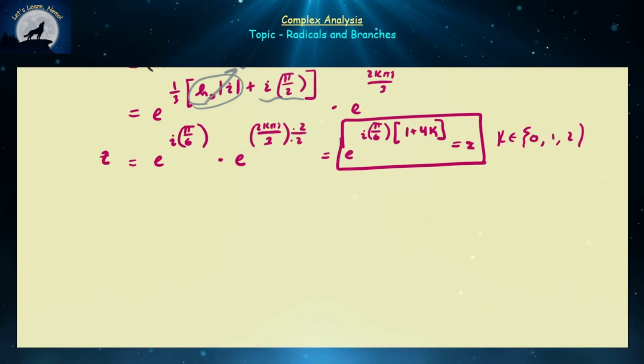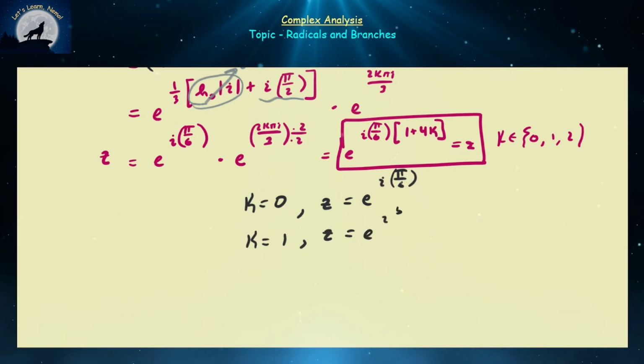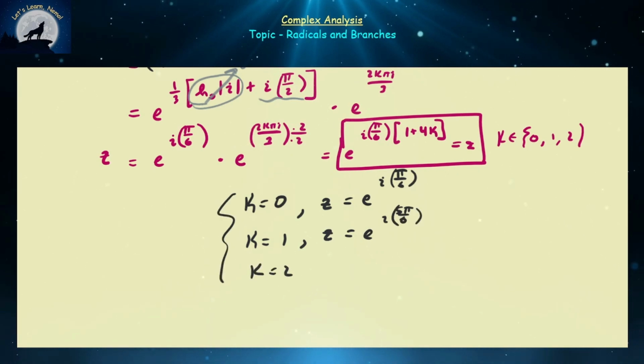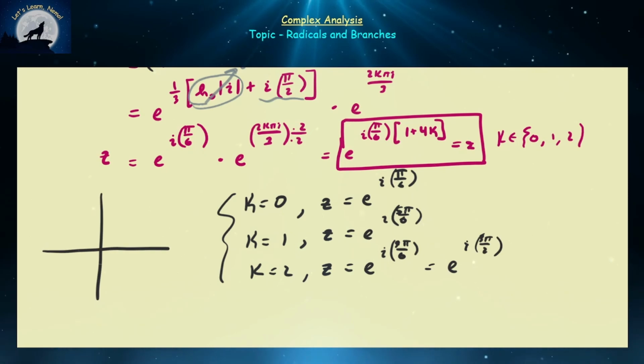So let's actually list out what these values are so we can get a handle on them. When k is equal to 0, that's going to give us z is equal to e to the i pi over 6. When k is equal to 1, that's going to be z equals e to the i 5 pi over 6. And when k is equal to 2, our next solution is going to be z is equal to e to the i 9 pi over 6, which is going to simplify to e to the i 3 pi over 2. So let's actually take a moment and sketch these graphs out.